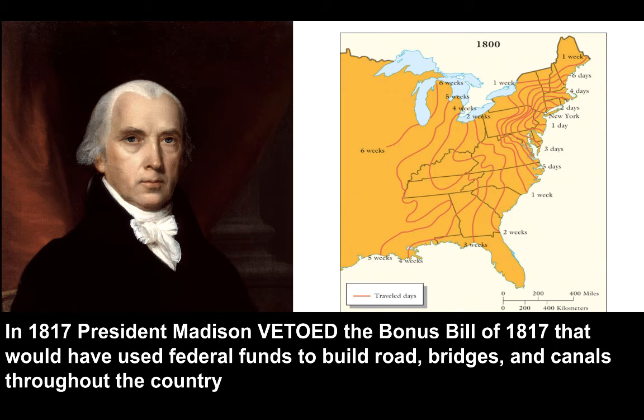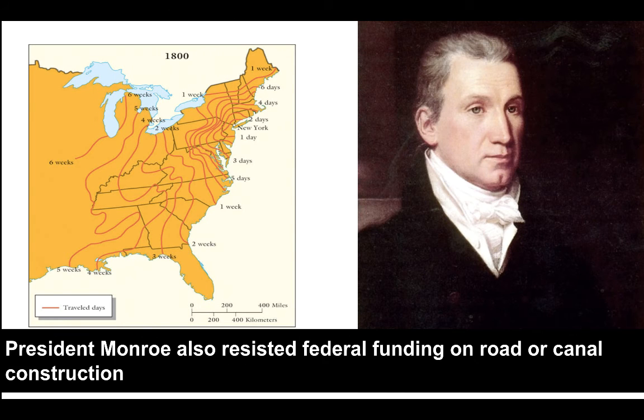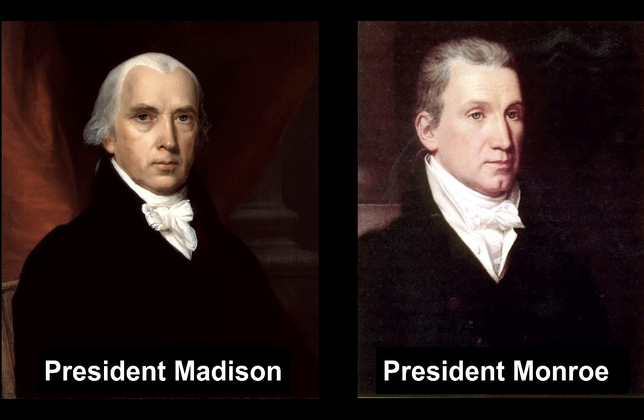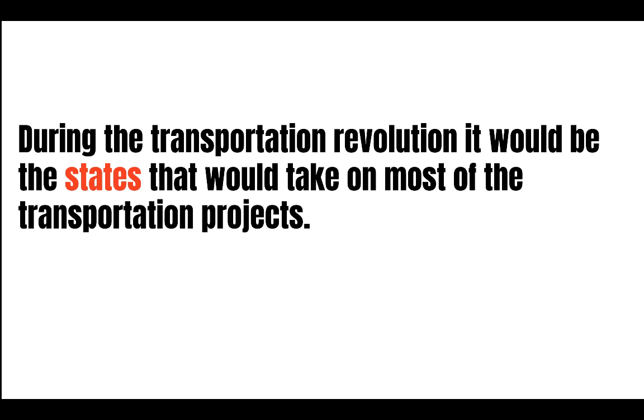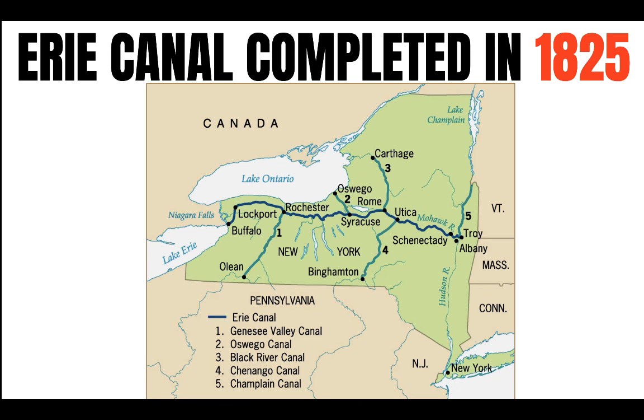In 1817, President Madison vetoed the Bonus Bill that would have used federal funds to build roads, bridges, and canals throughout the country. President Monroe also resisted federal funding on roads and canal construction. Both Madison and Monroe, M&M, stated the Constitution did not explicitly allow for federal spending on roads and canals and opposed federal funding for transportation improvements. As a result, during the Transportation Revolution, it would be the states that would take on most of the transportation projects. The most famous project being the Erie Canal, completed in 1825.